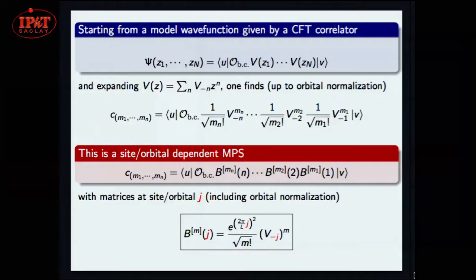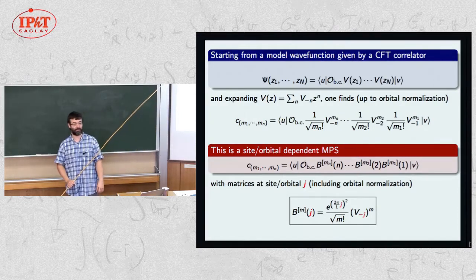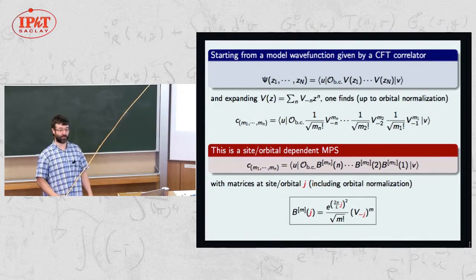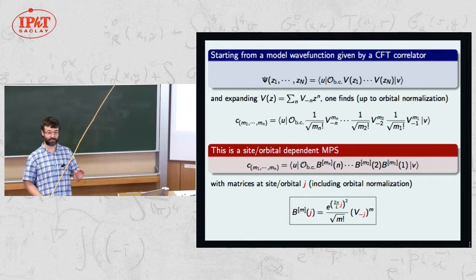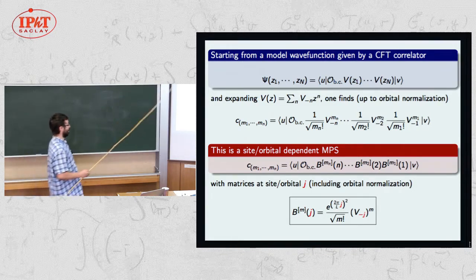Okay, so then the next interesting thing is if you take any of these Moore-Read wave functions that are written as some CFT correlator, this actually is exactly a matrix product state. So you don't even have to do a variational approach. You have analytically your matrices. So how does that work?